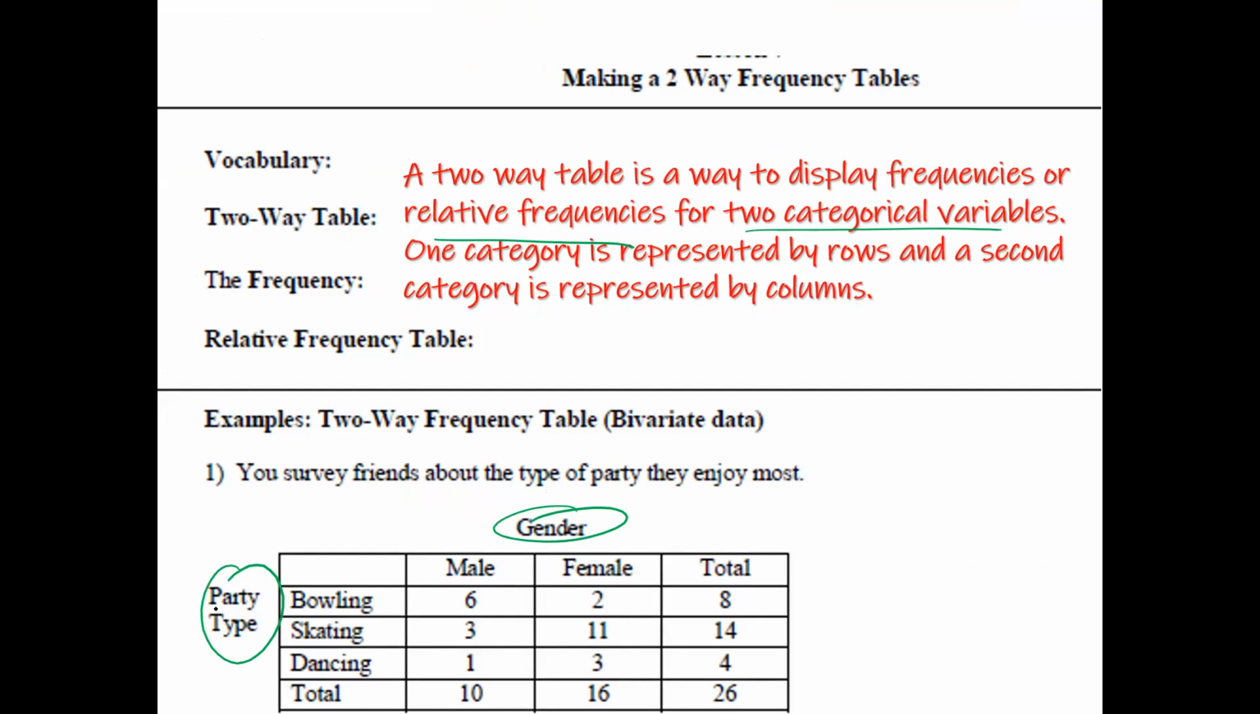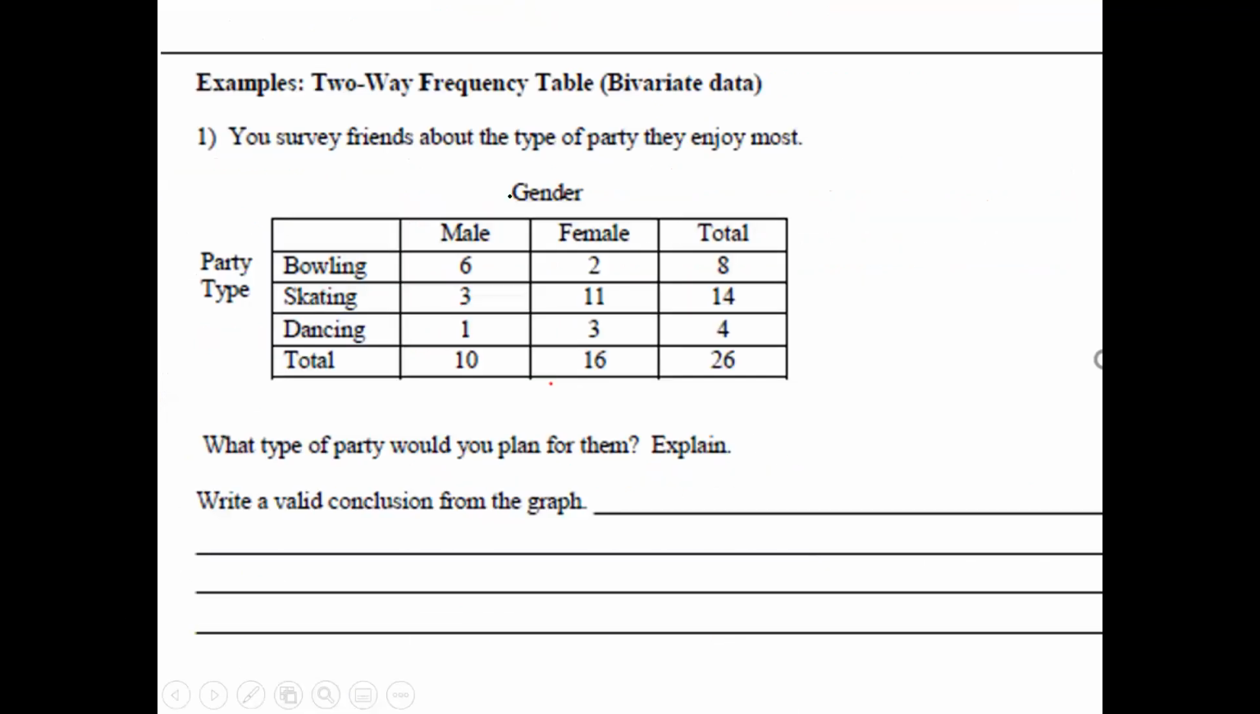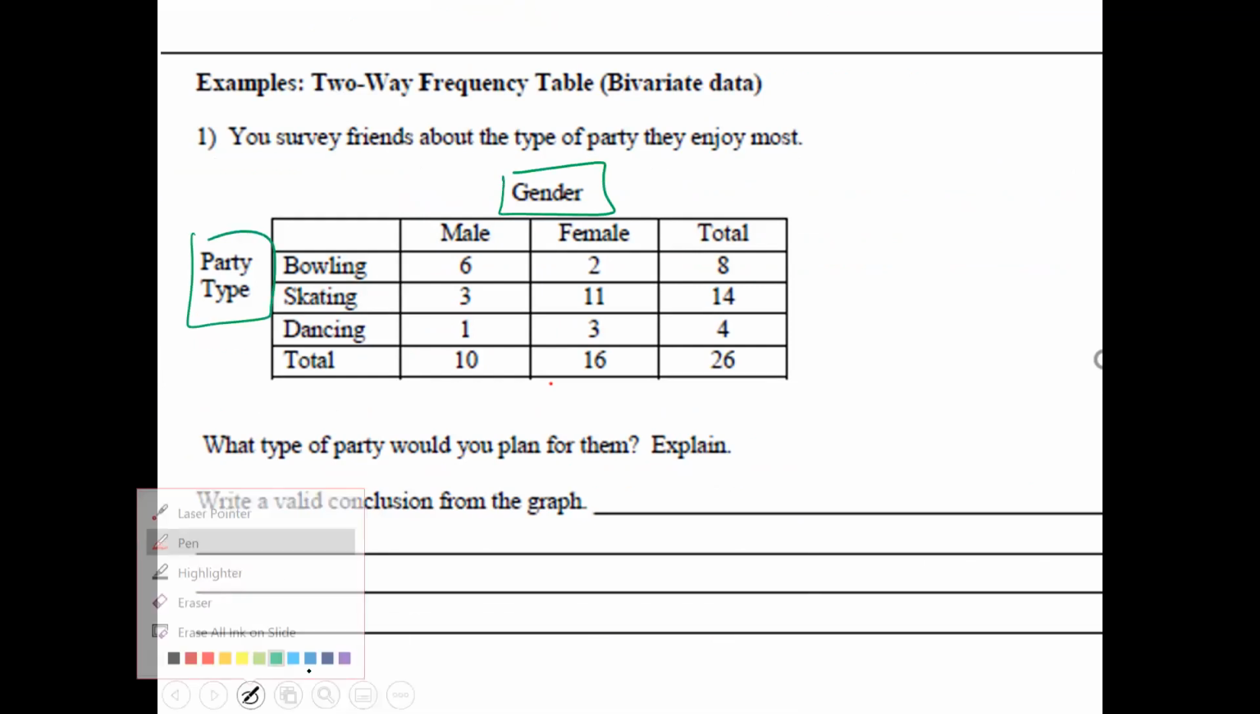And looking at this part right here, let's go ahead and take a look at example 1. So you survey a friend about the type of party that they enjoy most. Okay, so you have gender as your first category, party type as your second category. And then looking at this chart, what type of party would you plan for them? Go ahead and explain. So pause the video and write down your thoughts.